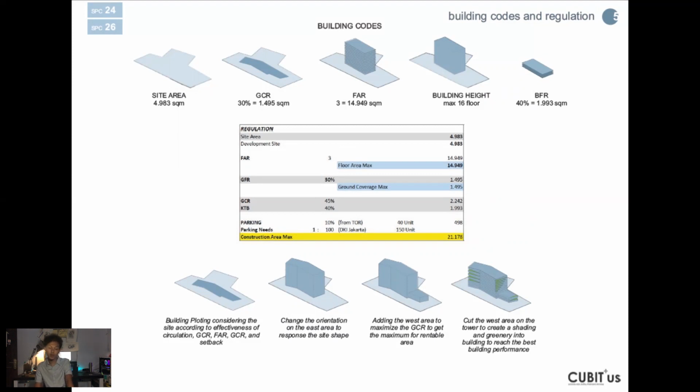As you can see, for the parking, from the TOR it needs 10%, but the need from the regulation is actually 1 to 100, so it's a little bit higher between the TOR needs and the regulation. And this is the plotting considering all of the building codes and regulation.